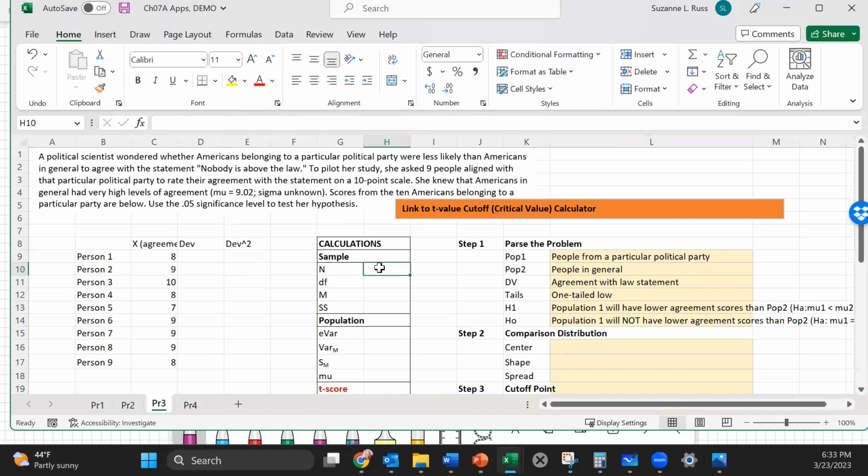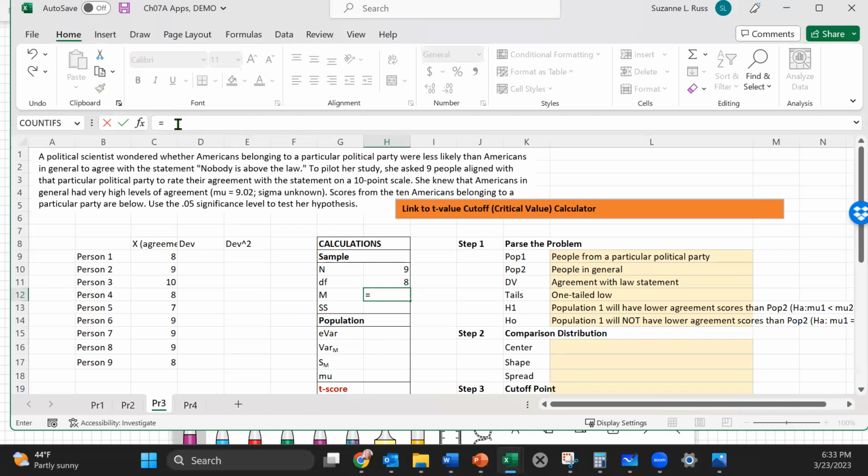Next, we need to pull out the information about the sample that's given in the problem. So I can see that n equals 9, and I know that degrees of freedom then equals 8. The mean for this sample is not given, so I'm going to calculate it by typing my equal sign. You can follow along in the formula bar.